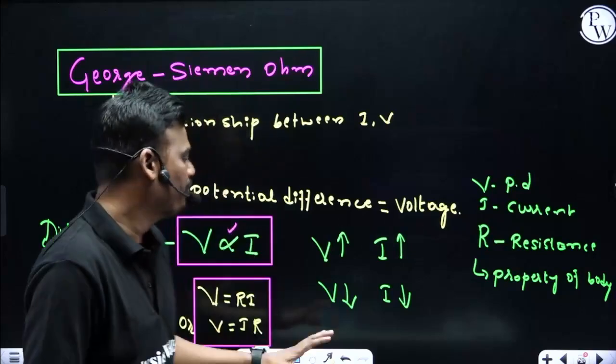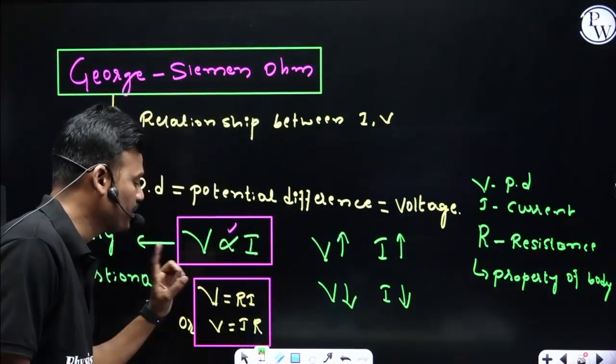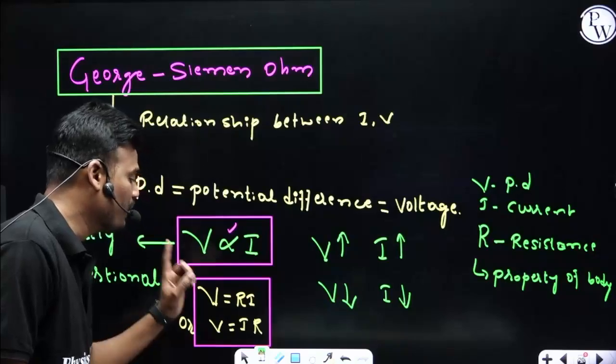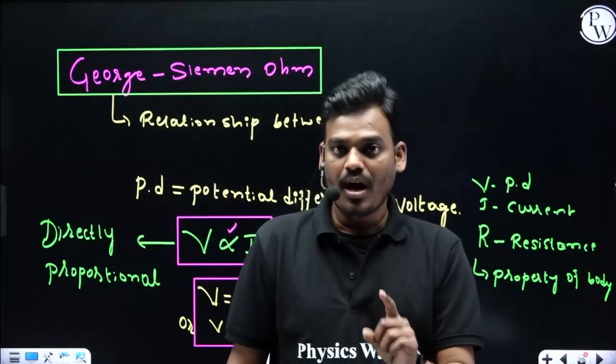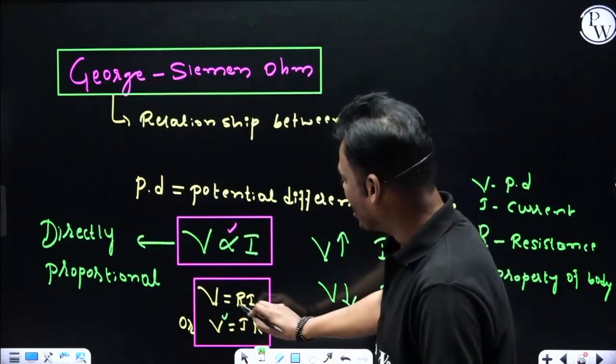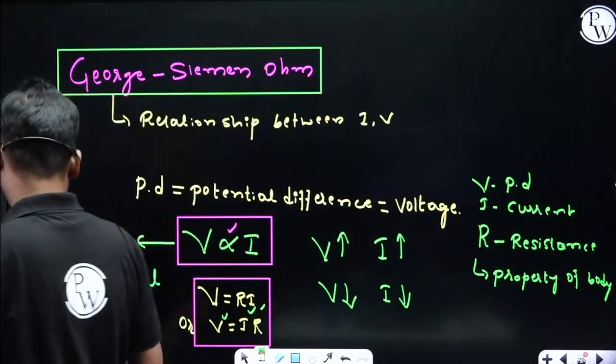Now first try to understand V equals IR. V means the potential difference across the conductor, I means the current flowing through it, and R means the resistance of the conductor. How are these three parameters related? Let's check by the simulation.